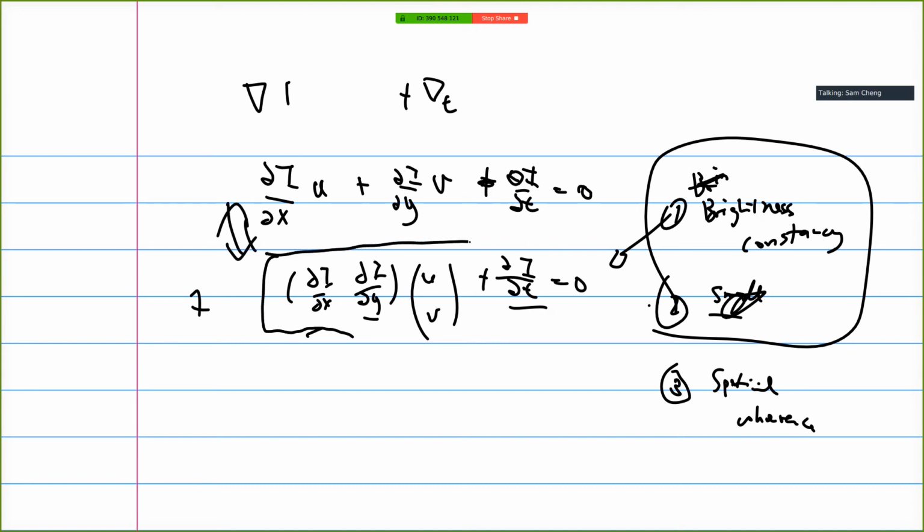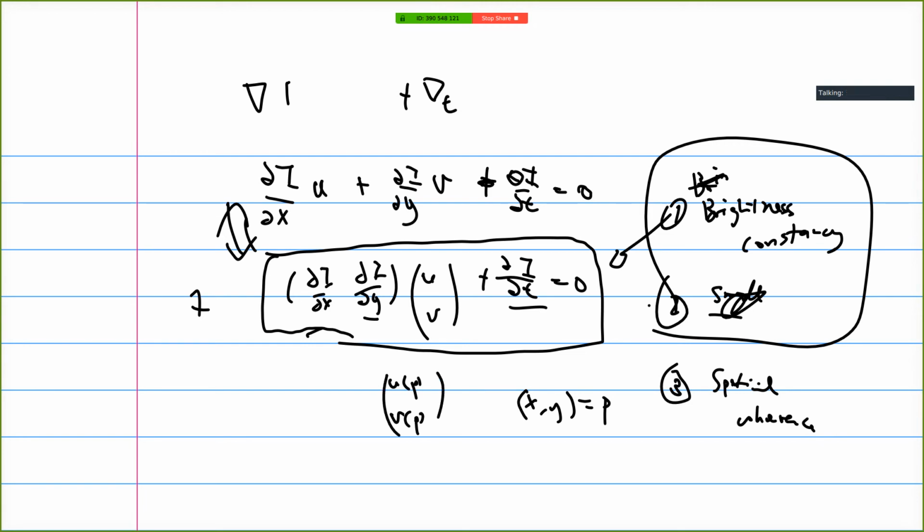So when I consider per pixel, let's say I consider a pixel x, y here, I call it p. For that particular pixel, I have one equation, this one, with u_p, v_p, and this I didn't write down, but it's more or less Ix. This is equal to p, at location p.